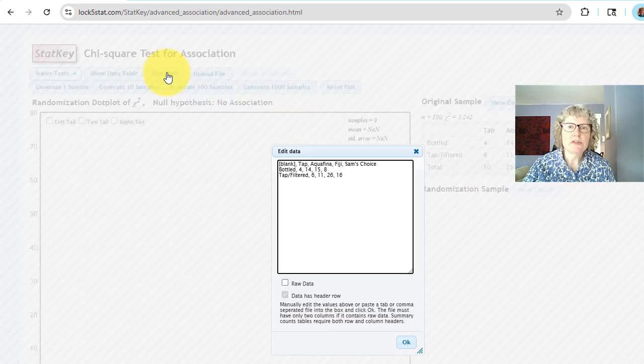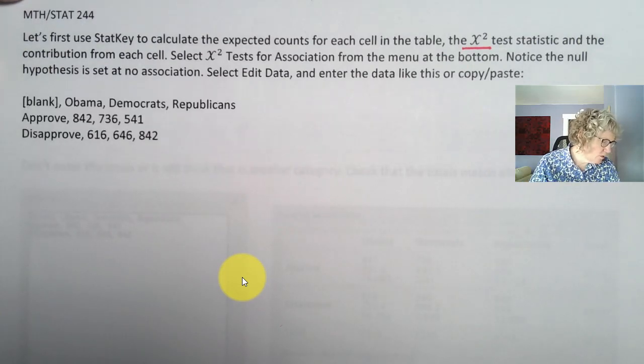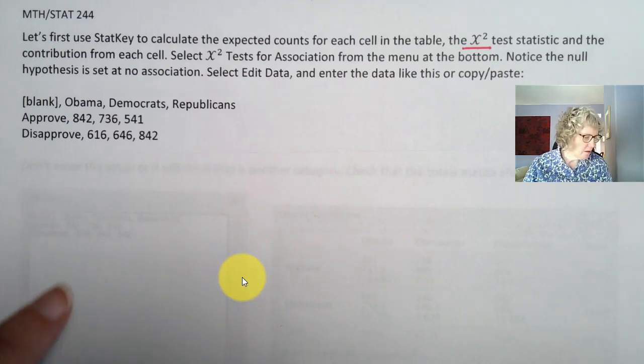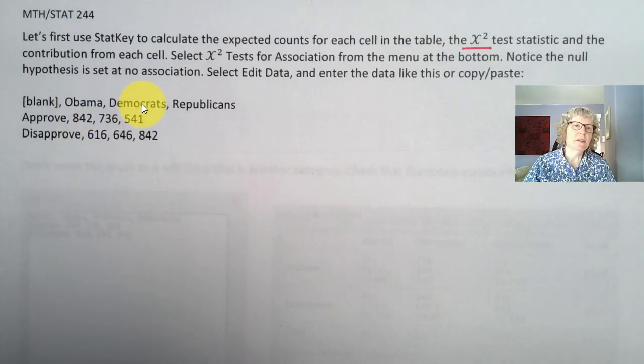So what we're going to do is go into edit data and enter a table kind of like this, okay? In the notes I have for you, I've already typed out what the input looks like for this data set. You can see it's like a table. The upper left is blank, and then we have Obama, Democrats, Republicans, and then the approve row and numbers, and the disapprove row and then numbers, okay?